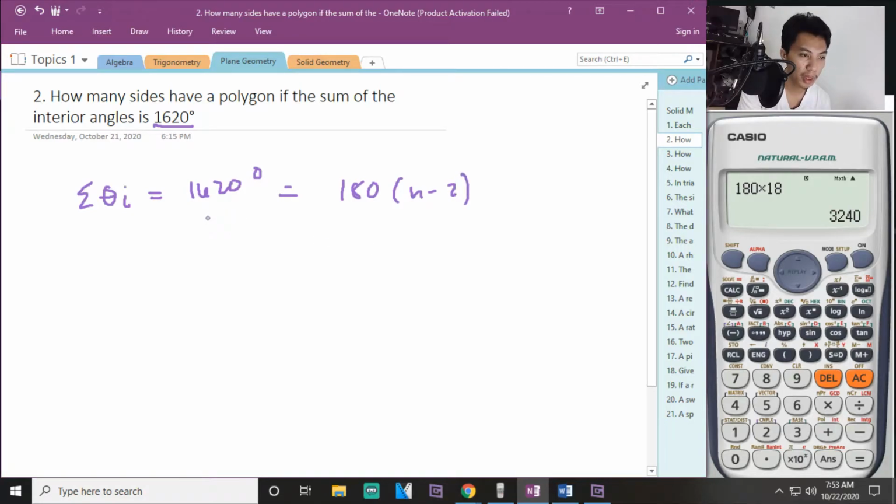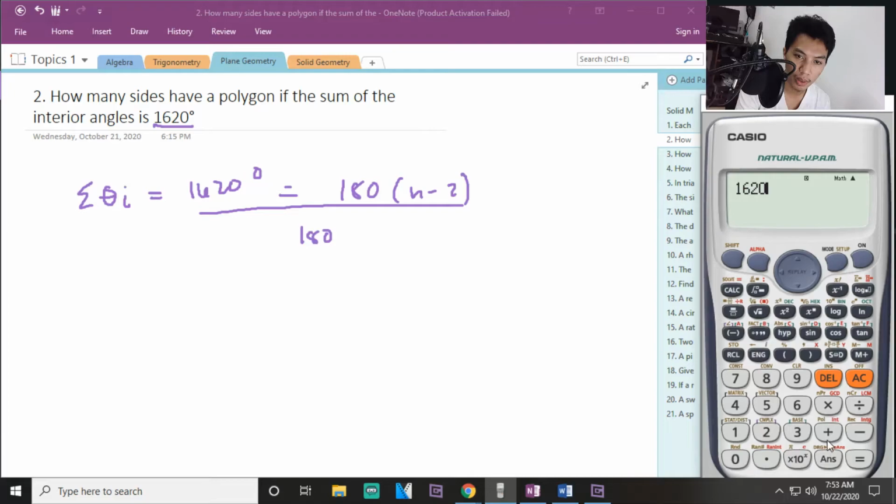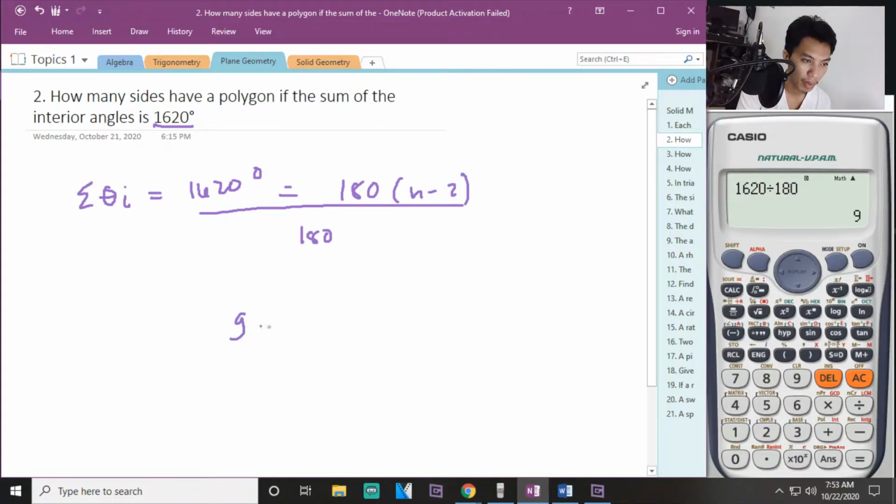Meron tayong formula dyan na 180 times n minus 2. Now, divide both sides by 180. So, 1620 divided by 180, that is 9, equal to n minus 2. So, lipat ko yung 2. n will be 11 sides.